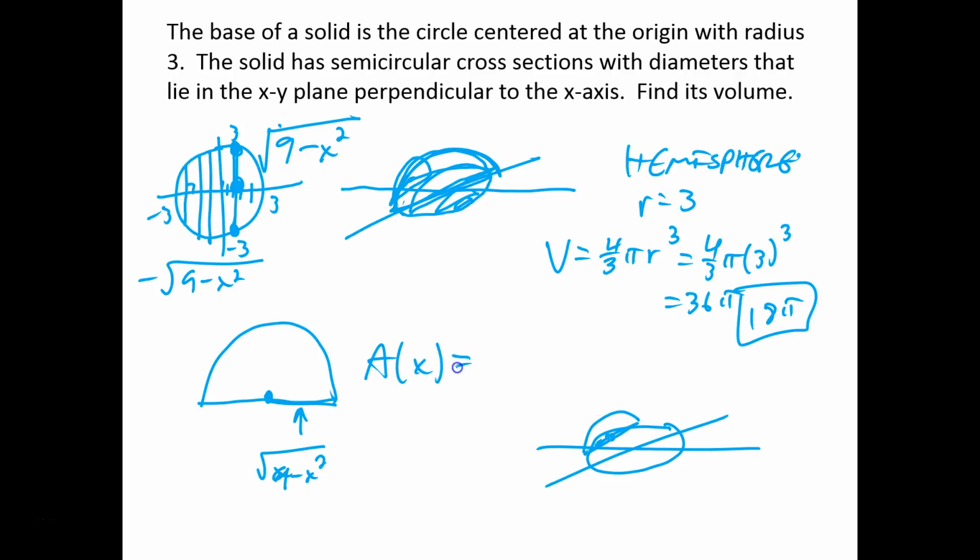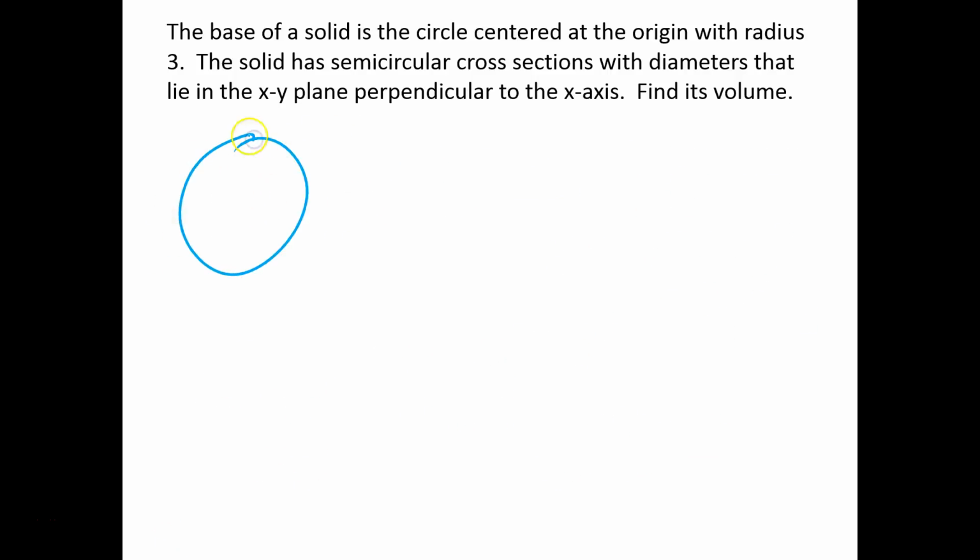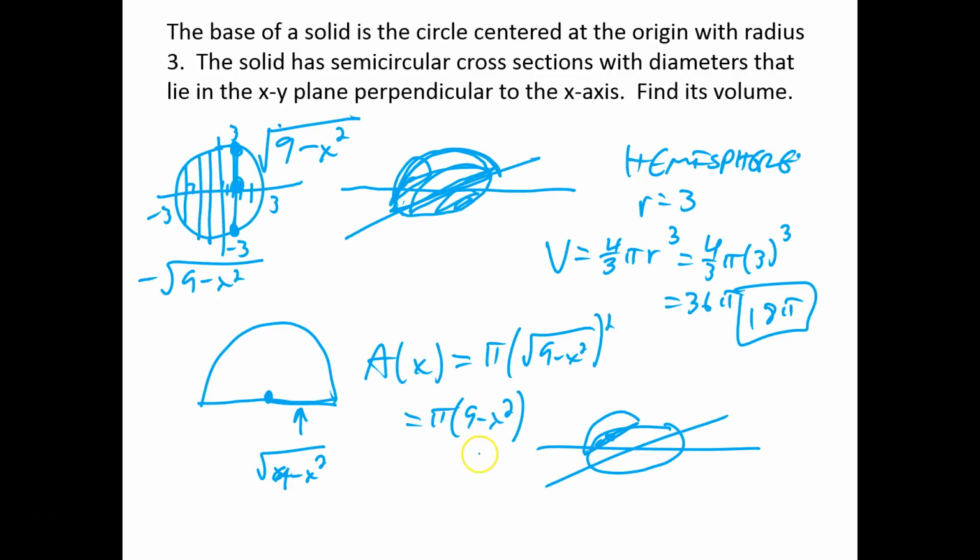Then we can find the area of this guy by plugging that into the area formula for a circle. So it's going to be pi times radius squared, which is pi times 9 minus x squared. So any value x from negative 3 to 3 will give a semicircle that has that exact area. Okay, I should do 1/2, sorry, because it's only a half circle. So this is going to be the area of any value x from negative 3 to positive 3.